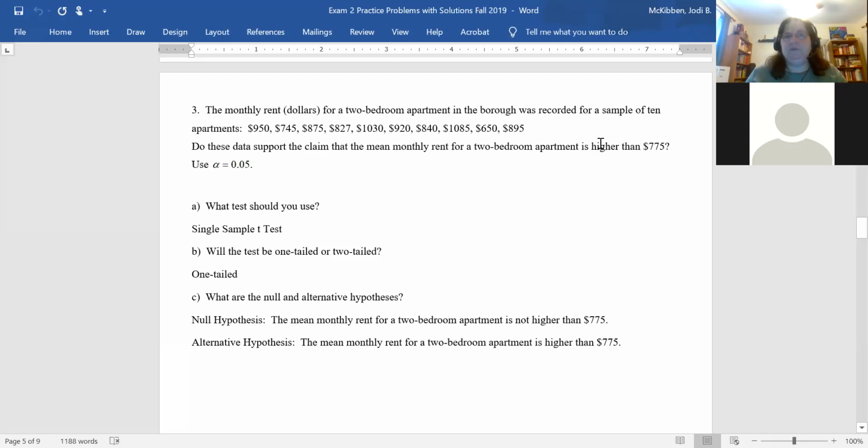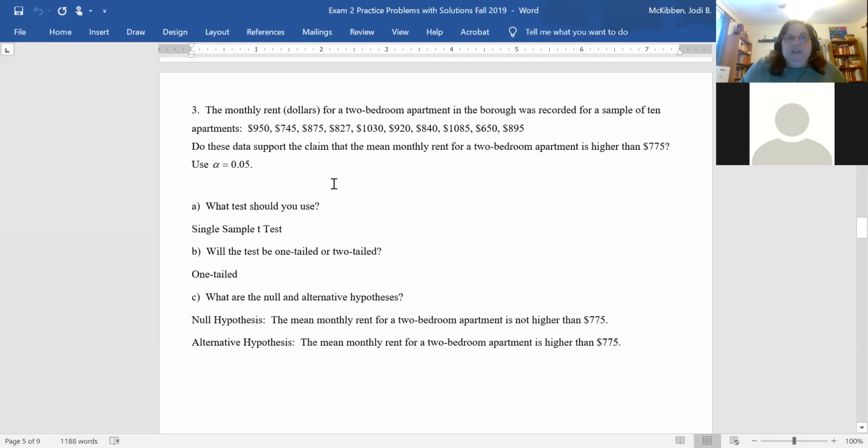Okay, if you guessed it was 775, you're right. That's what we're assuming the population mean is. That's what we're looking for a difference from. That's your mu. These are your x's from which we can get an x bar.